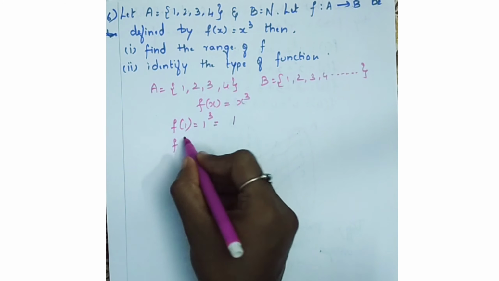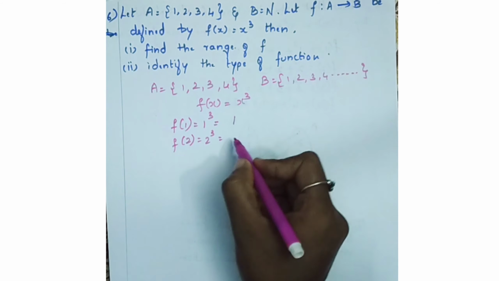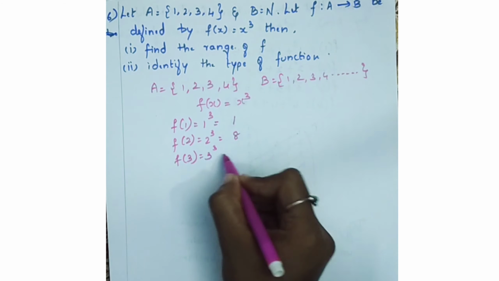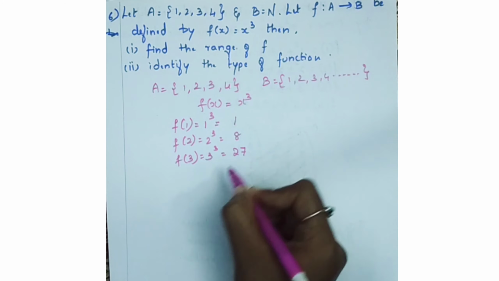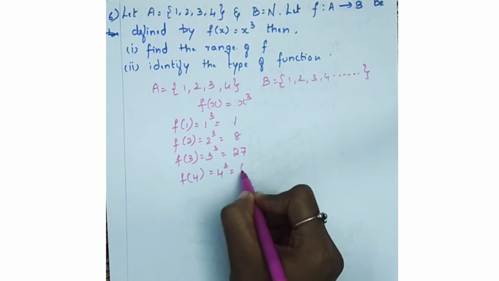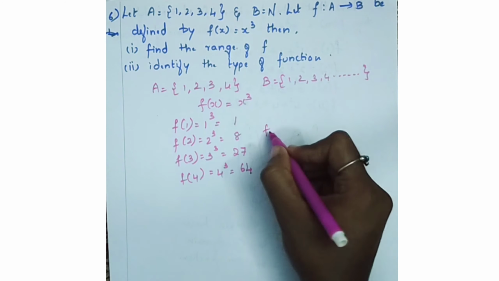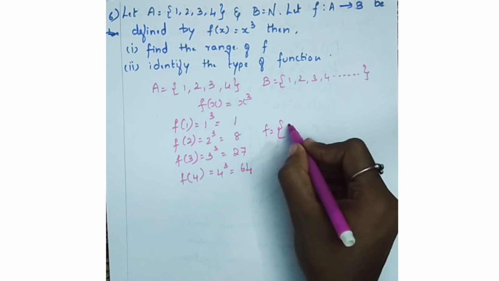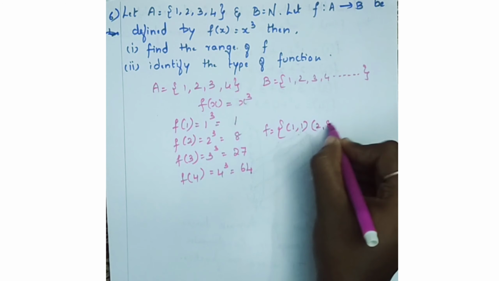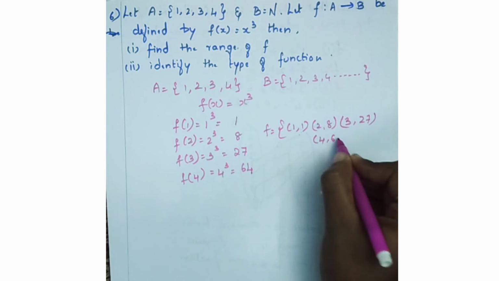Next f of 2. So f of 2 is 2 cube, which is 8. Next f of 3. So 3 cube is 27. Next f of 4. So 4 cube is 64. Now just show it as ordered pairs. When x is 1, f of x is 1. When it is 2, f of x is 8. When it is 3, f of x is 27. And when it is 4, f of x is 64.